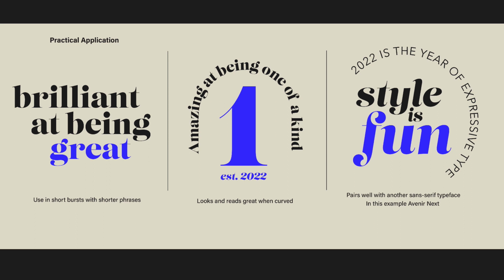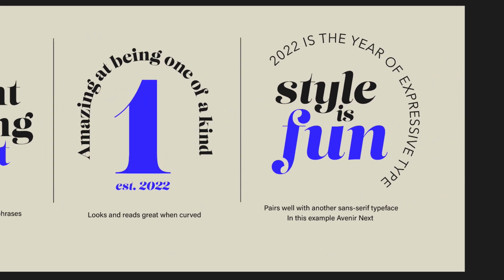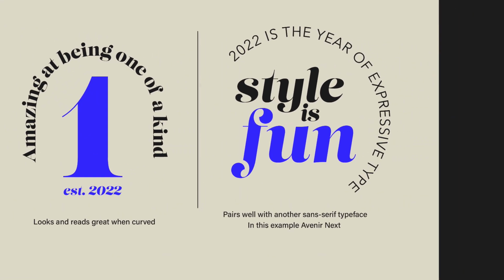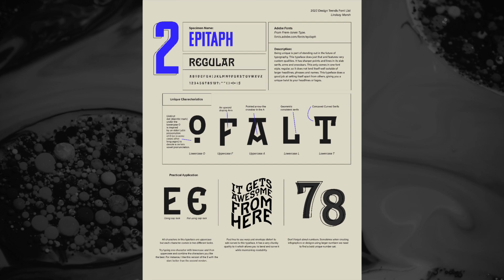This one's really good being used in curves, as you can see in this little example right here. You can see how dramatic that F is and some of these sloping characters. You can really tuck these letters in to create some really fun looking headlines that are very elegant yet playful. It also pairs very well with a sans serif typeface. There's one called Epitaph, and it is another Adobe font.